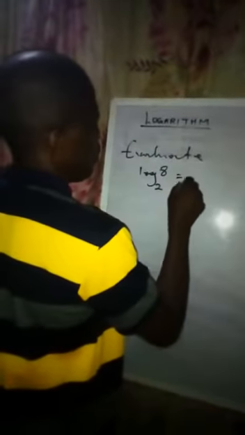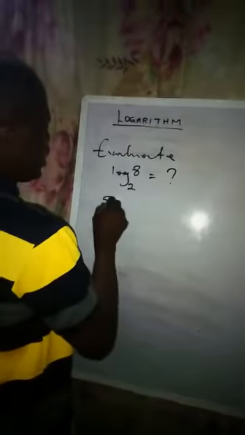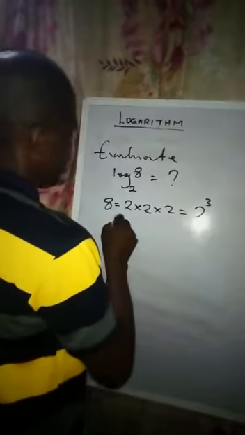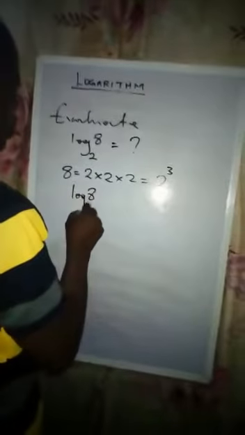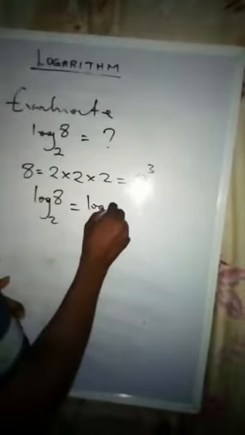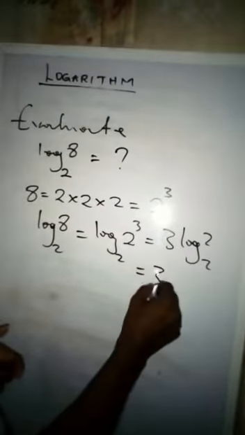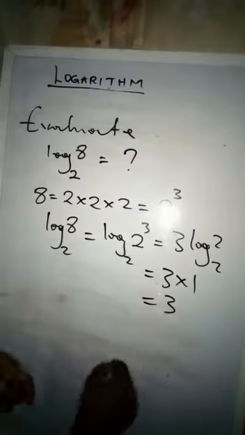Now we have a typical example such as this. We are asked to evaluate log 8 base 2. To solve it, you need to look at the factors of 8. What are the factors of 8? 8 is 2 times 2 times 2, and that is 2 raised to the power of 3. And then when you substitute, log 8 base 2 is equal to log 2 raised to the power of 3 base 2. And that is 3 log 2 base 2. And log 2 base 2 is 1. So we have 3 multiplied by 1.